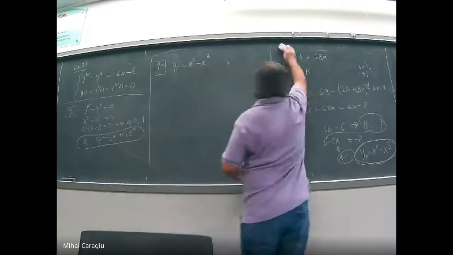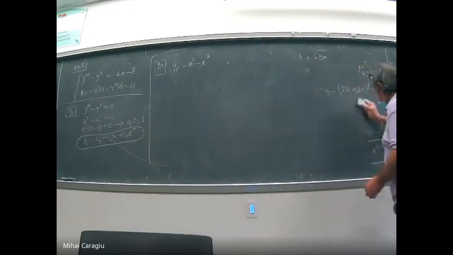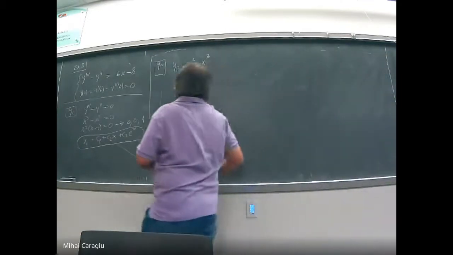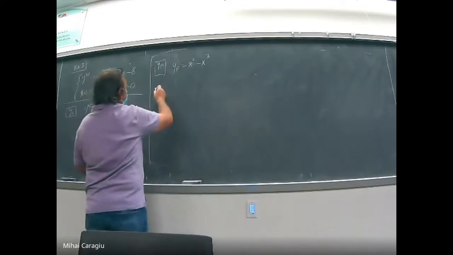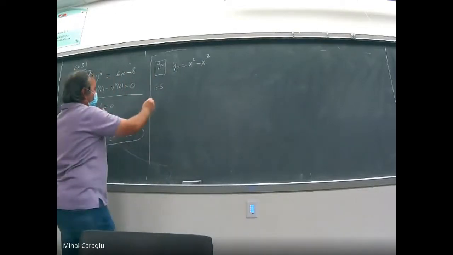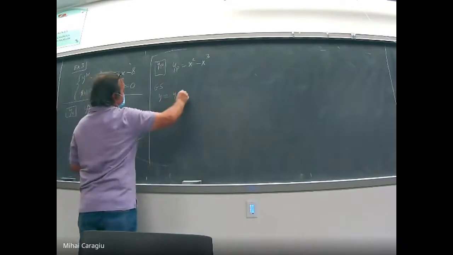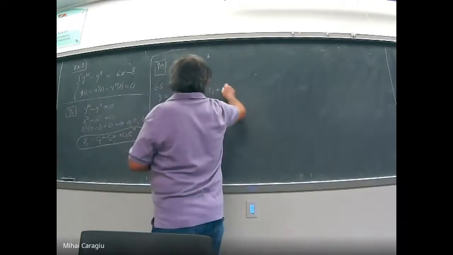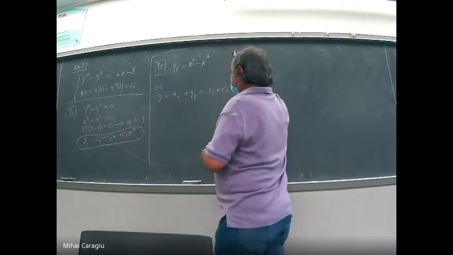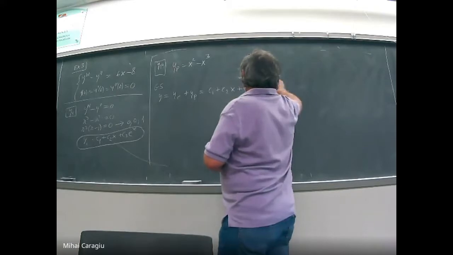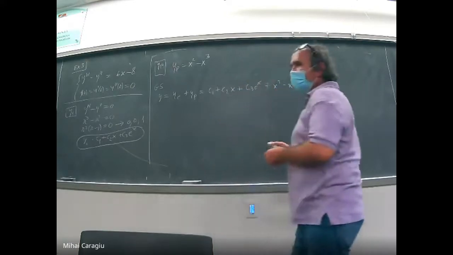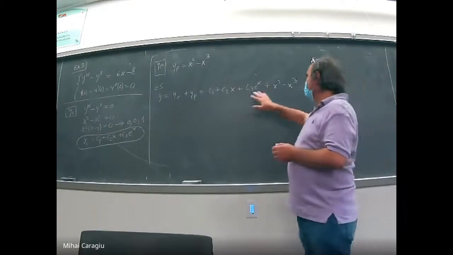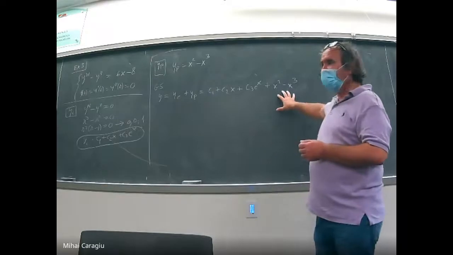So let's see how to go from here. The general solution of the non-homogeneous equation is y equals y sub c plus y sub p. This will be C1 plus C2x plus C3 e to the power x plus x squared minus x cubed. Y sub c, which was this one, plus y sub p, we found it to be this one.